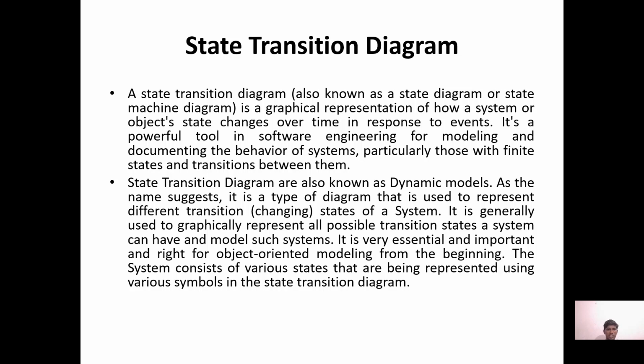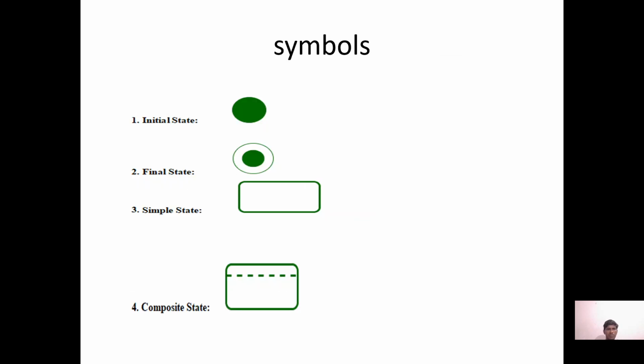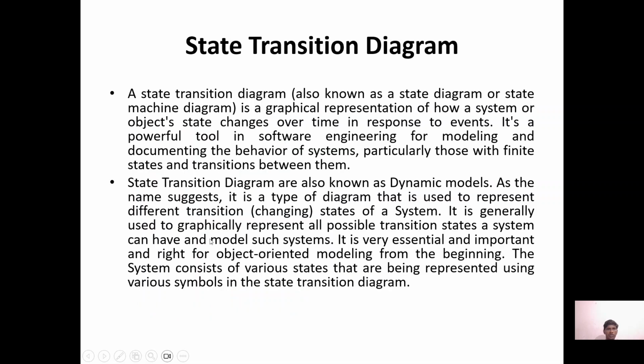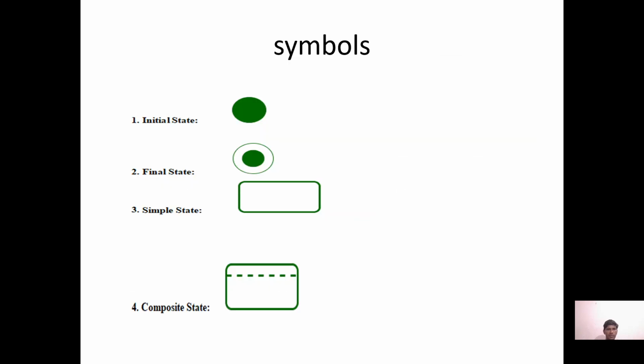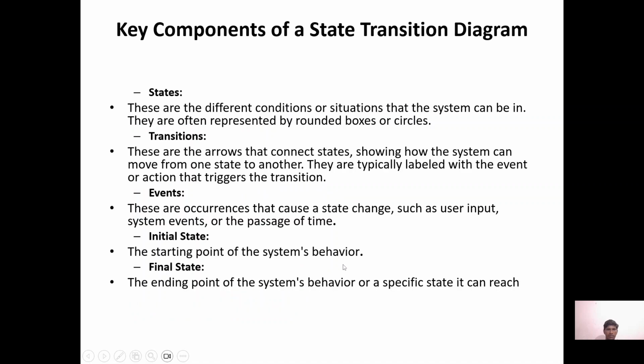Next is state transition diagram. So this is the symbol for state transition diagram. Normally a state transition diagram is a graphical representation of how a system or an object's state changes over time in response to an event. So, how an object responds to an event. Here this is the initial state, final state. This is a simple state and this is a composite state.